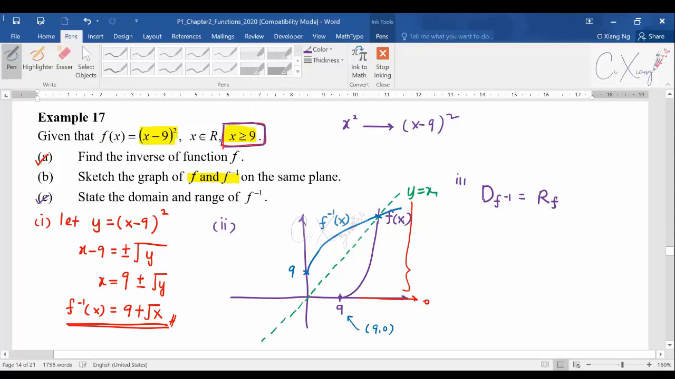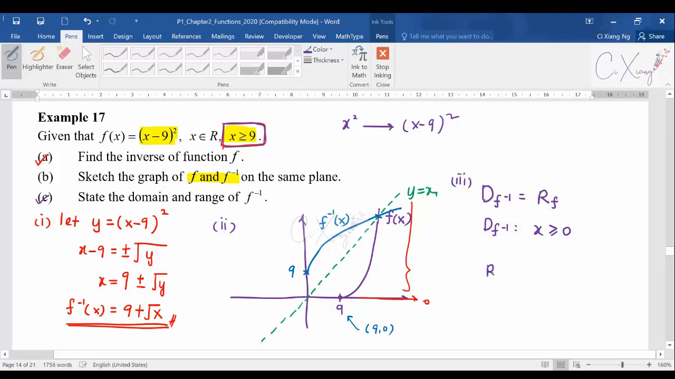Therefore, the domain of f inverse will be the range of f. So the domain should be based on f(x), so x greater than or equal to 0.